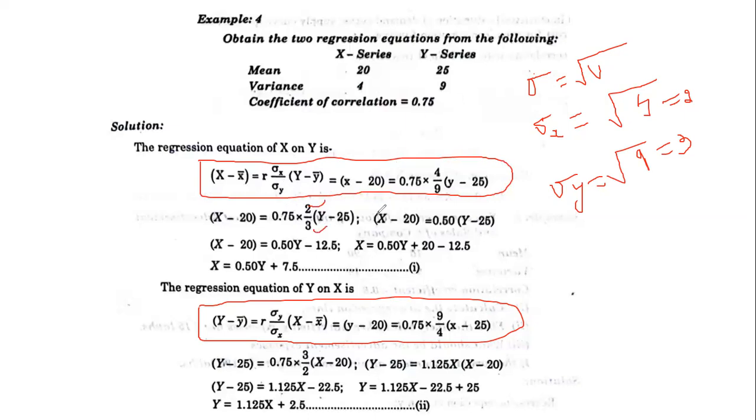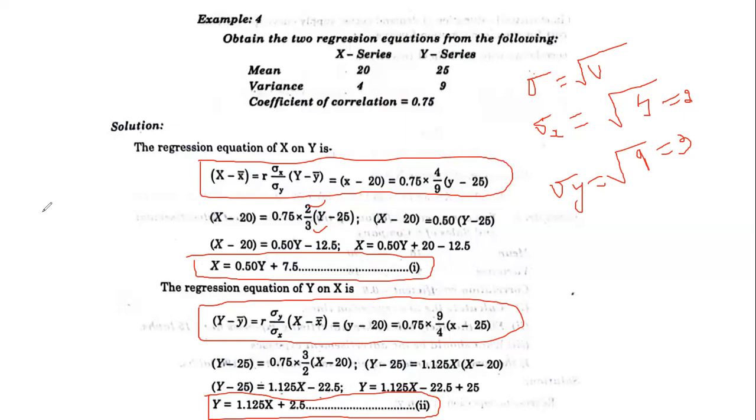And r is given here 0.75, and you have to substitute, you will be getting direct answer as x on y, x is equal to 0.50y plus 7.5. Similarly, y on x, once again you have to take standard deviation here, 2 and 3. So here it will be r into sigma y divided by sigma x. So therefore it is 0.75 into 3 by 2. So if you substitute, you'll be getting y is equal to 1.125x plus 2.5.